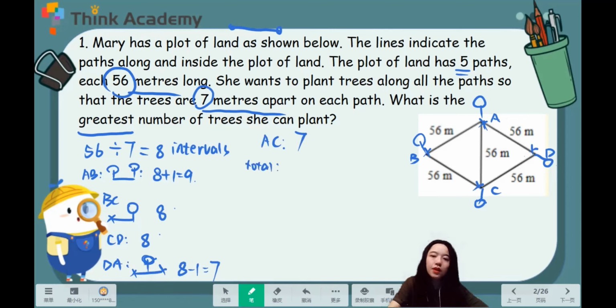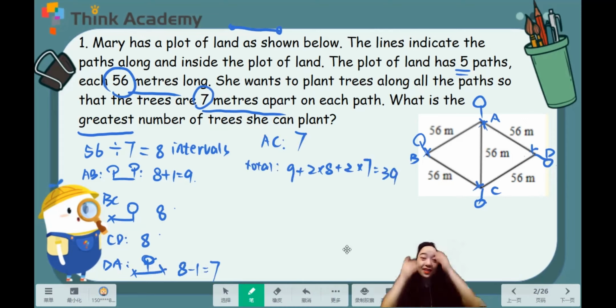When we want to know how many trees have been planted in total, we just need to add 9, 8, 8, 7 and 7 together, which is going to be 39. So this is the answer most of the students have given. That's really great. You know the relationship between trees and intervals in 3 different scenarios, and you also considered that we can't plant trees twice at the same intersection of any 2 paths.